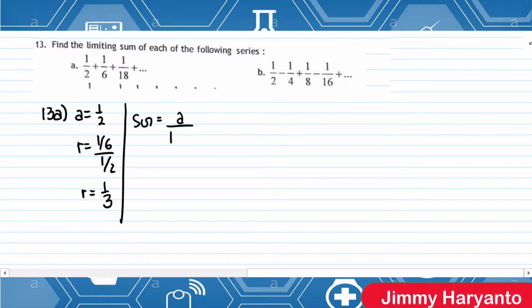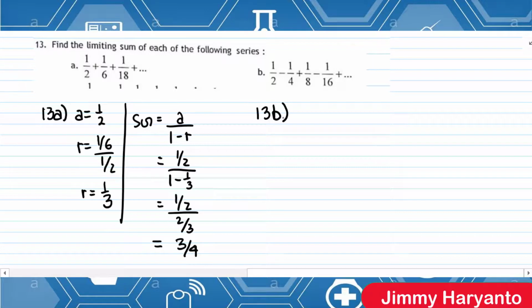So the formula will be a over 1 minus r. The a is half. 1 minus r is 2 over 3. So half over 2 over 3 equals 3 over 4. 3 over 4. This is the result. 3 over 4 for 13a.